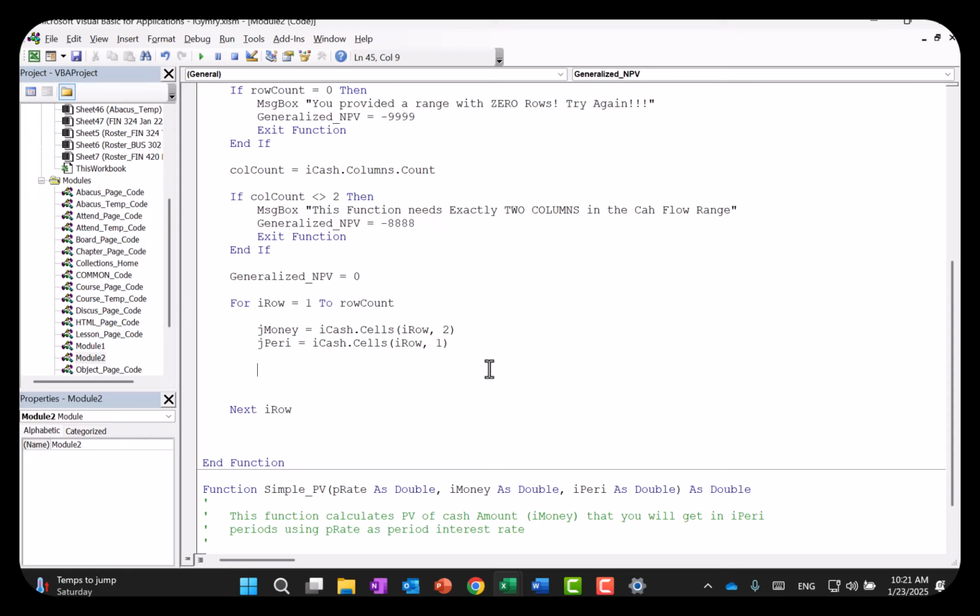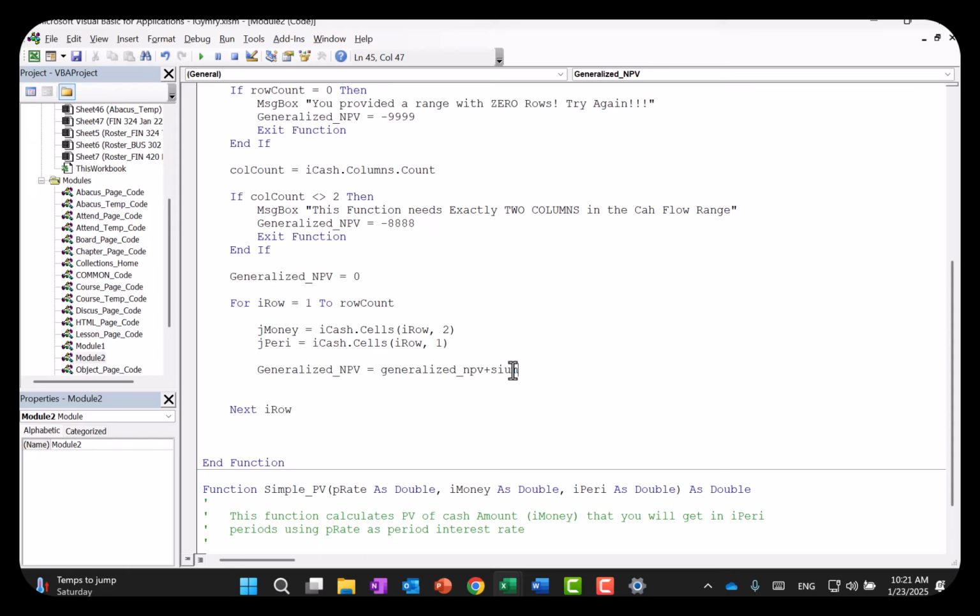So here's what we're going to do. We're going to say generalized MPV equals generalized MPV plus.